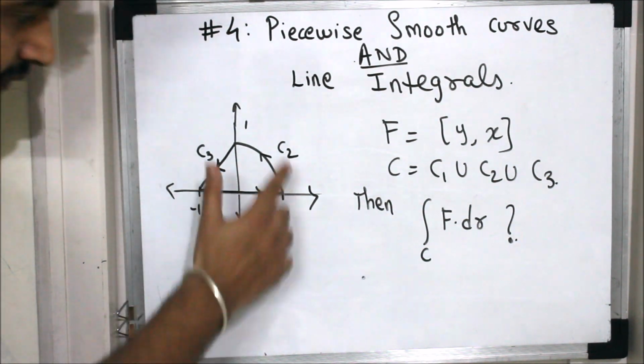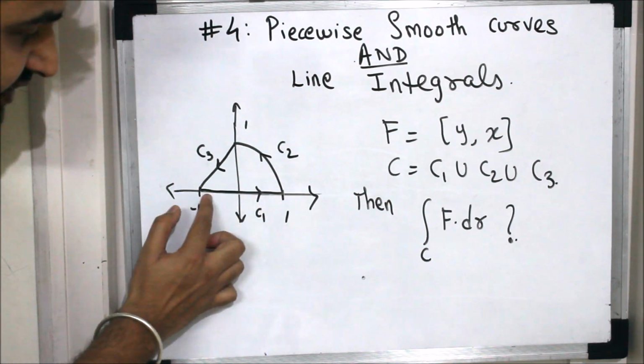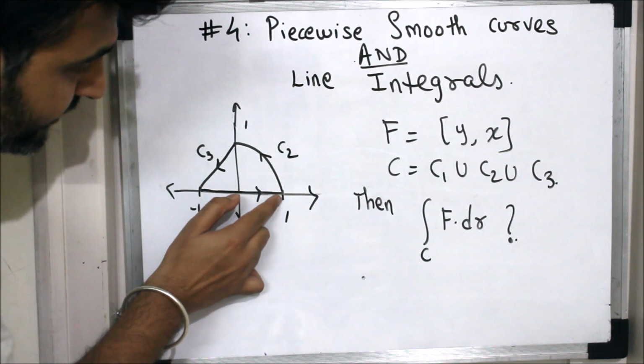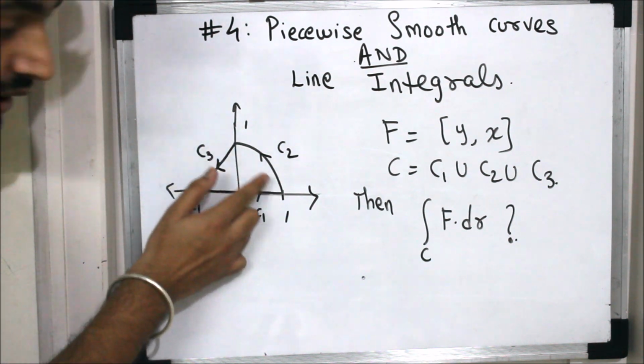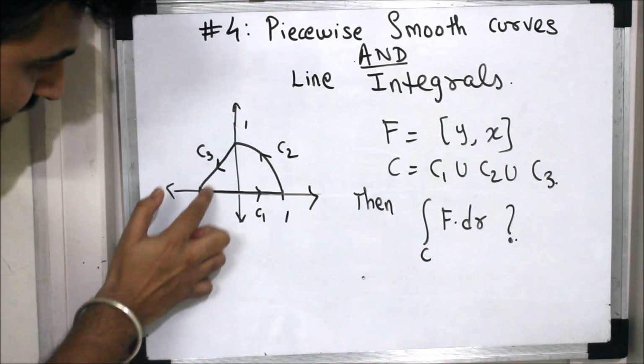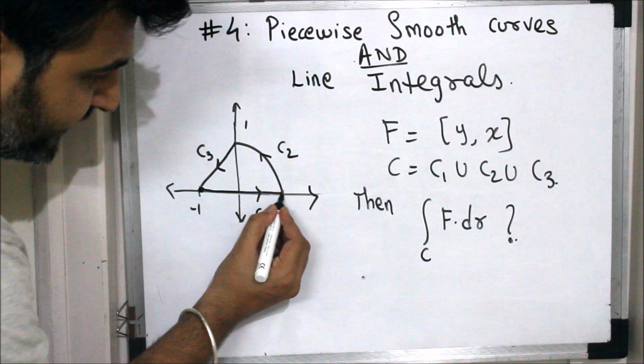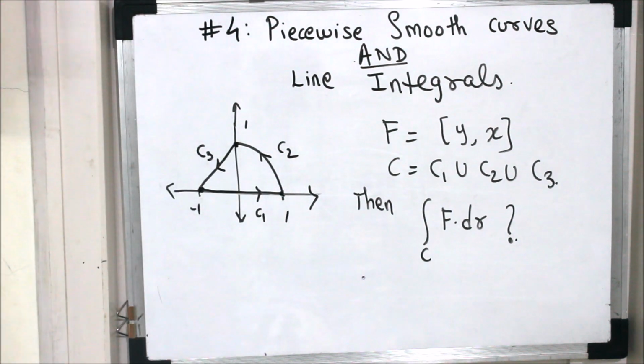If you see this curve, from -1 to 1 it's a straight segment, so it's a smooth curve, meaning it's a differentiable function. But from here to here it's an arc of a circle, and here you can see there is a sharp point. And here also, from here to here it is a straight line, so here also there's a sharp point. So these are the points for this complete curve. At these points the function is not differentiable, so it's not a smooth curve. So if you have a curve which is piecewise smooth, then how do you do the line integral?